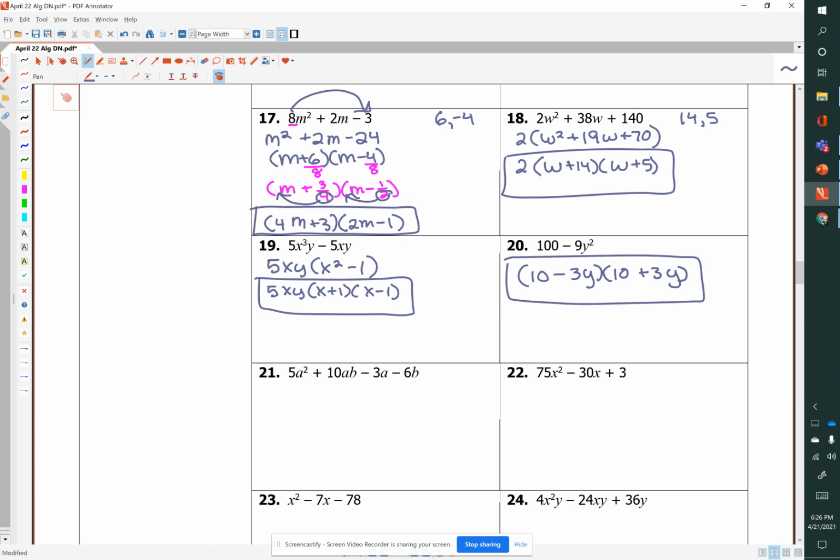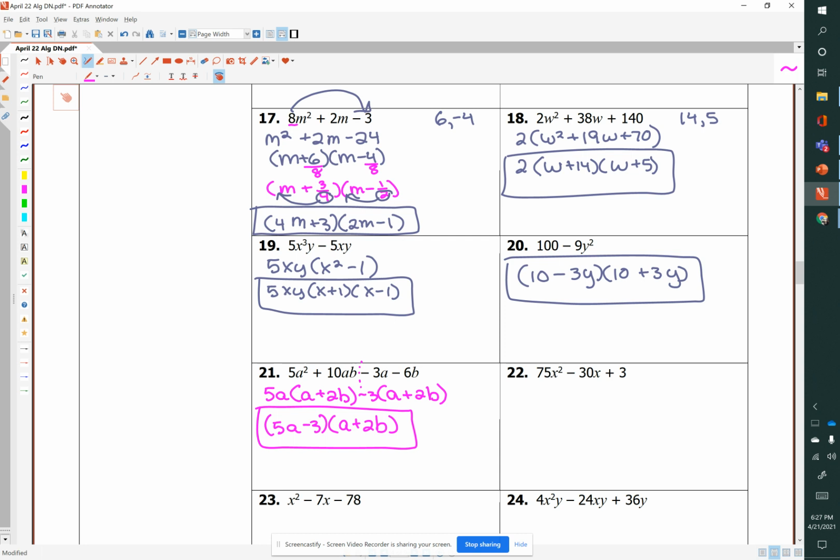Number 21, we have 4 terms. So let's work with that. Let's group them. And in the first binomial, we have 5a squared plus 10ab. So let's factor out a 5a, which leaves us with a plus 2b. And in the second one, let's factor out a negative 3, which would also leave us with a plus 2b. And our final answer will be 5a minus 3 times a plus 2b. And that is a final answer.